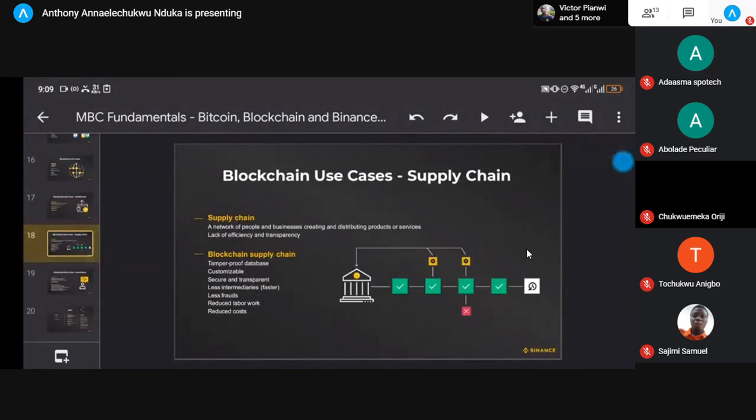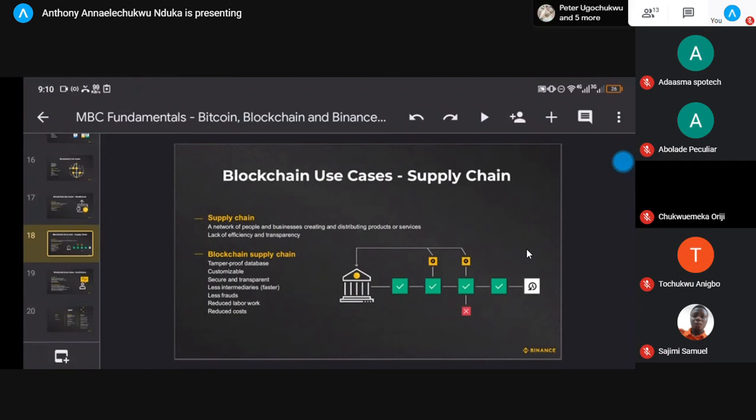So blockchain use cases under supply chain management. Before I go here, supply chain has to do with the supply of a product. Let's say those who do mini importation. If I'm going to send goods from Canada to Nigeria, they are going to be tracking the movement of these goods when they enter the ship, when they enter the cargo, when it reaches Nigeria, when it enters Lagos, when it enters Enugu State, when it enters my location, Gongon.